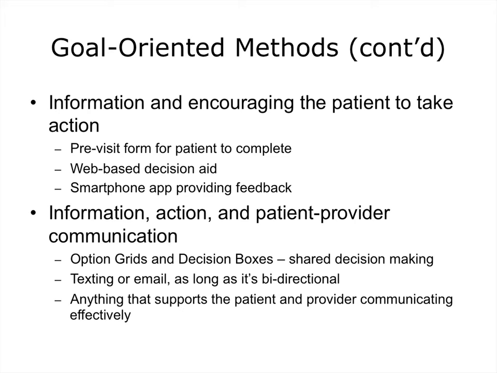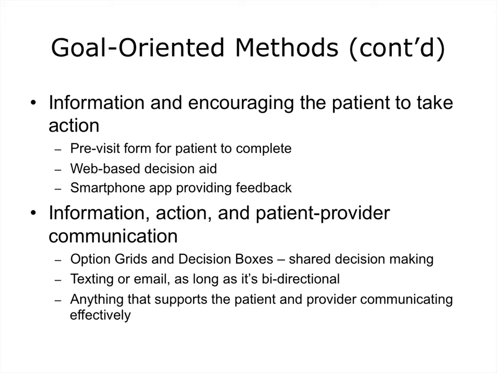The second goal-oriented method is to provide the patient with information and then encourage them, the patient, to take action. So, for example, this might be a pre-visit form for the patient to complete. This could be something where you ask them to complete a form, which may highlight areas that you would like for the patient to ask you about. You might have a web-based decision aid for the patient. You see this sometimes, especially with patients who have chronic illnesses such as diabetes. Or it could be something like a smartphone app that is providing feedback to the patient.